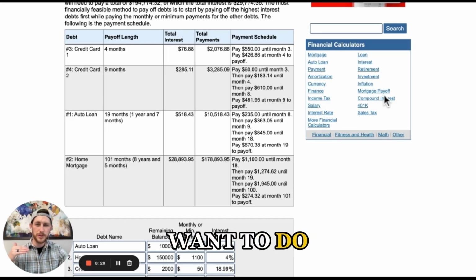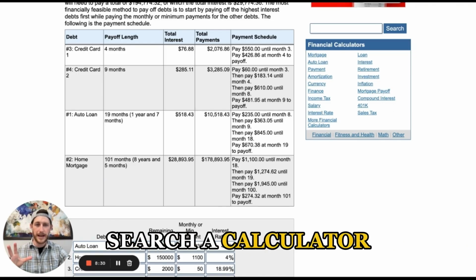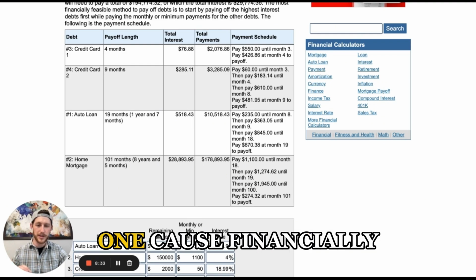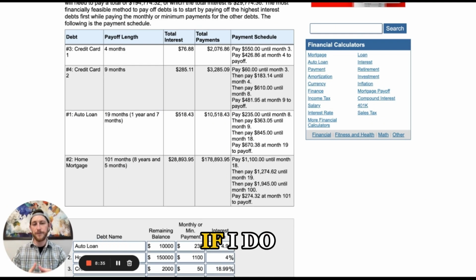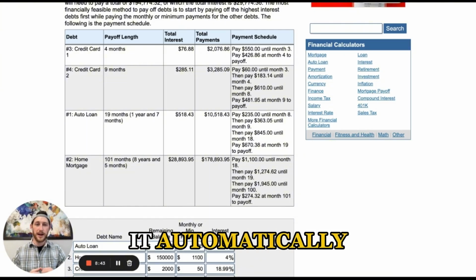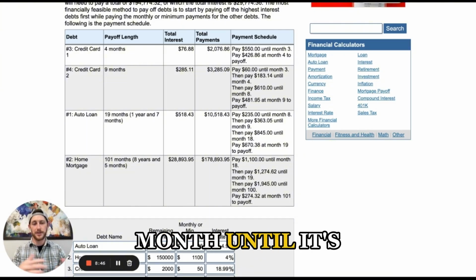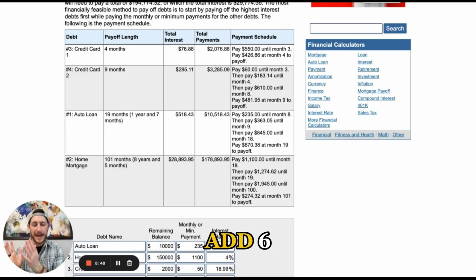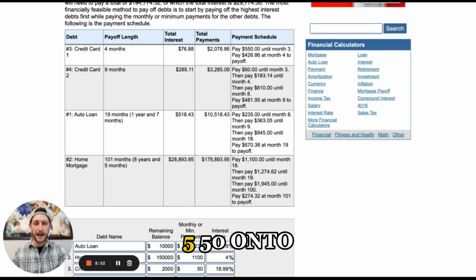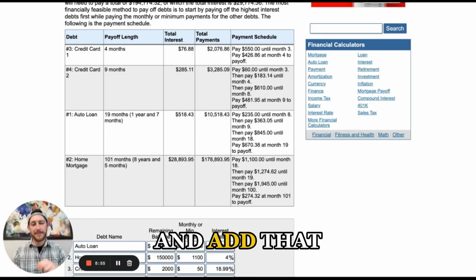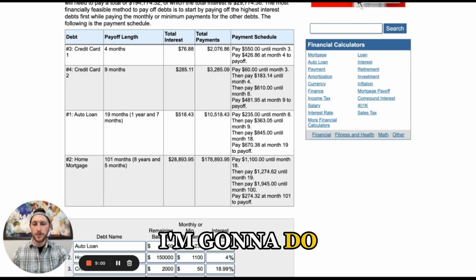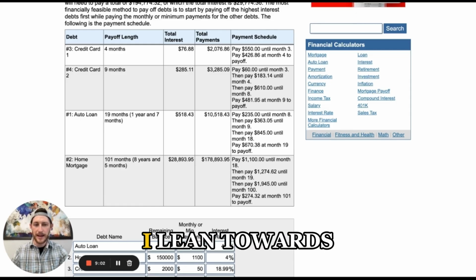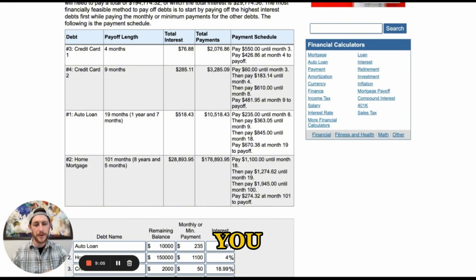Again, if you want to do the snowball method, then just search for a calculator online. You can find it. I like this one because financially it makes the most sense. And I know if I do auto payments, then I'm just going to do it. I'm not going to get in trouble here. So if I'm going to spend an extra $500 a month, I'm going to put it automatically and have it do $500 a month until it's paid off. Then I will manually go and add the $550 onto this one and add that onto my monthly payment until that one's paid off and so forth. So I know I'm going to do that. So this is the method that I lean towards. But if snowball works better for you, then go for it.